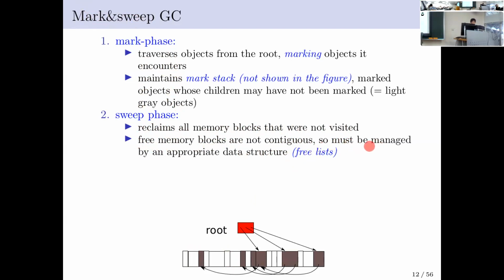So they have to be managed by an appropriate data structure so that you are able to find a free block of an appropriate size. When you are asked to allocate, for example, 128 bytes, you need to be able to find an appropriately sized free memory block. I'm not getting into the details of how this is done. This is generally called a free list, the list of free memory blocks.